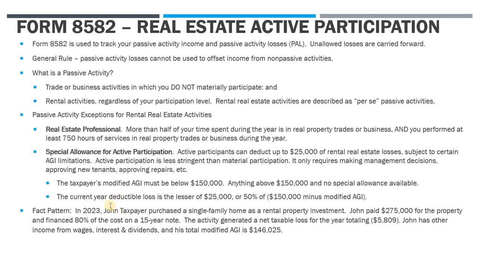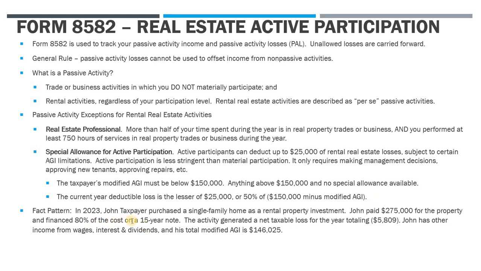Now, some rules on the AGI here. Your modified AGI has to be below $150,000. Anything over that $150,000 mark, and you're not going to be able to get any of the special allowance because it's completely phased out. The current year deductible loss that you can claim is going to be the lesser of $25,000, so it can never be more than $25,000, or 50% of the difference between $150,000 and your modified AGI. In our example here with John, he's going to fall within this limitation.